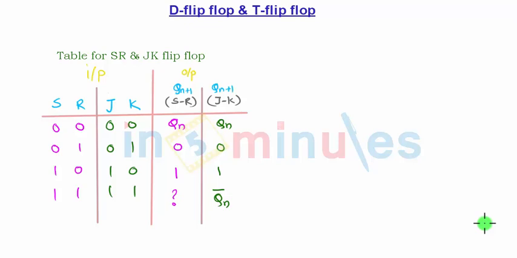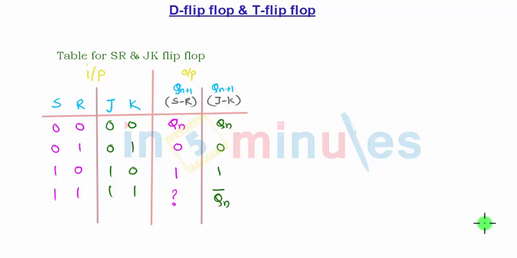Today in this presentation we will see how D flip-flop and T flip-flop works. Before that we should know how they are derived from SR and JK. So here in this table you will see there is an input-output combination for SR and JK provided.